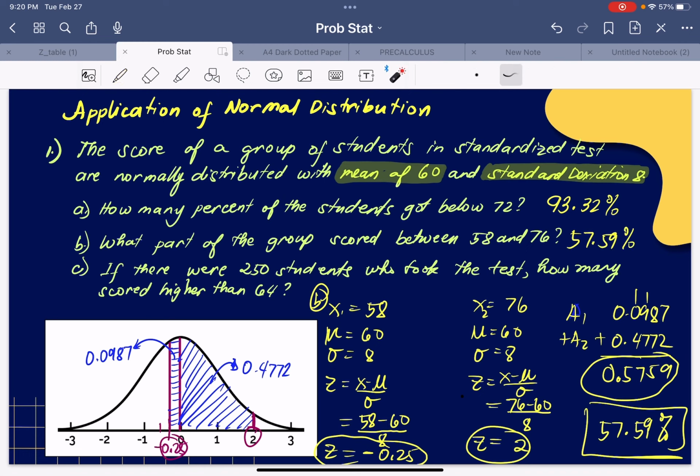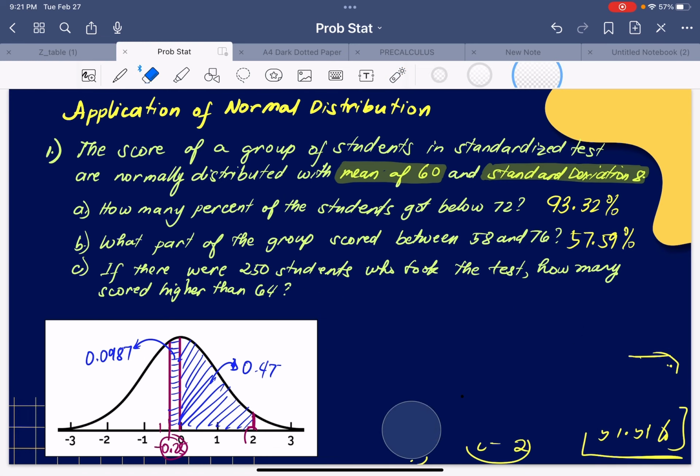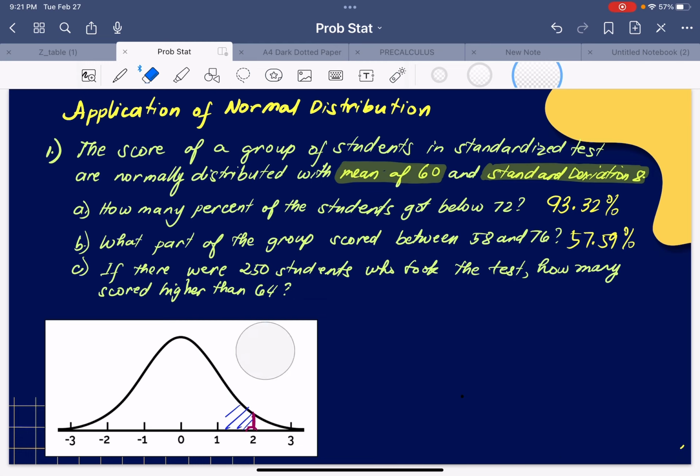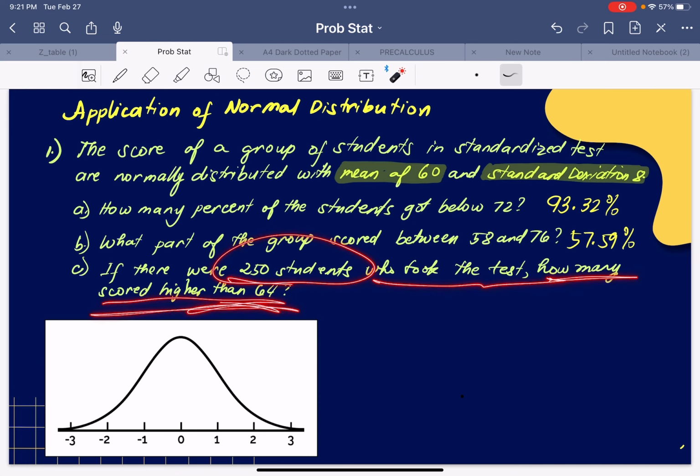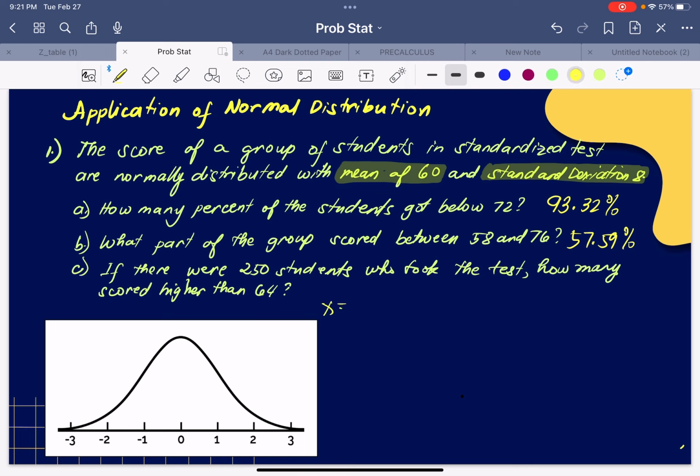57.59%. So again, first thing to do, convert the given x value into a normal value or z value. Then after that, graph under the normal curve, then determine the area under the normal curve using the z table. For number three, if there were 250 students who took the test, how many scored higher than 64? Our x value is 64. That is for letter C.